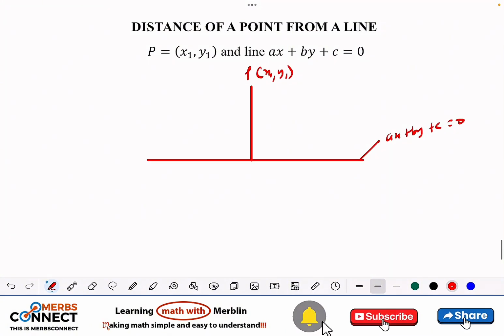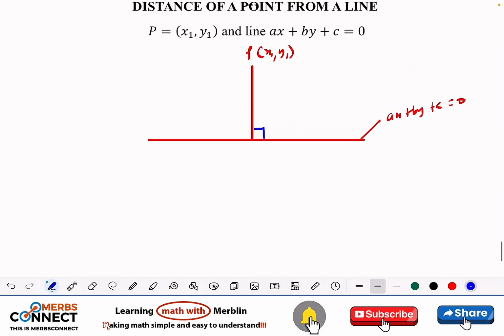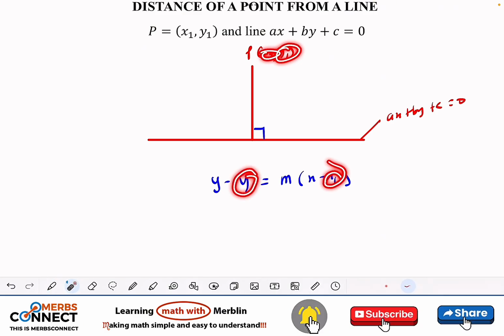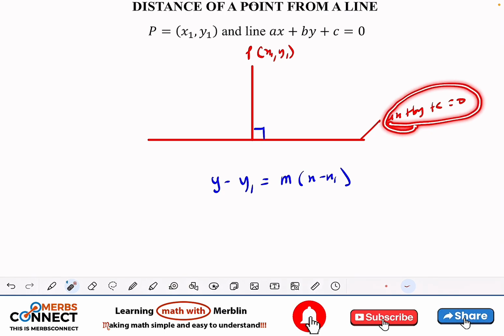So anytime you have something like that, what is happening here? We can see that these two lines are meeting perpendicularly. So if I want to find the equation of this line, remember, the equation of a line is y minus y1 equals m(x minus x1). So y1 is here, x1 here. The only problem here is I don't know my slope. Since this line is perpendicular to this line, I need to find the slope for this one, pick the negative reciprocal of that, and then plug it in here.